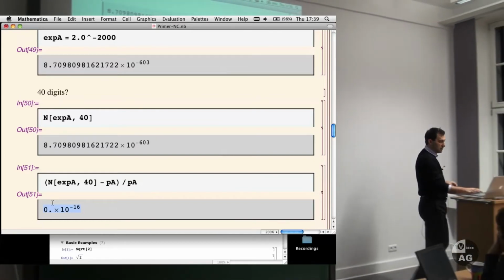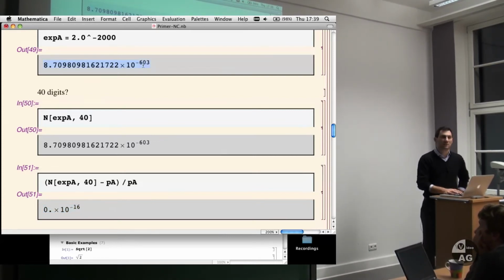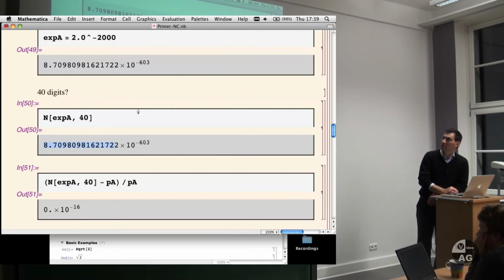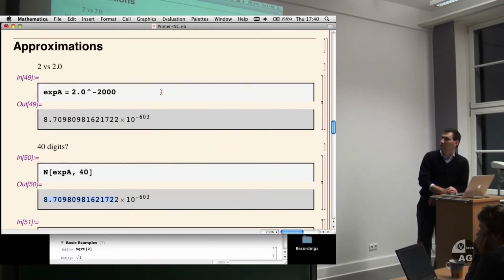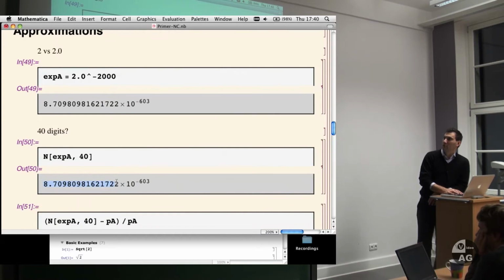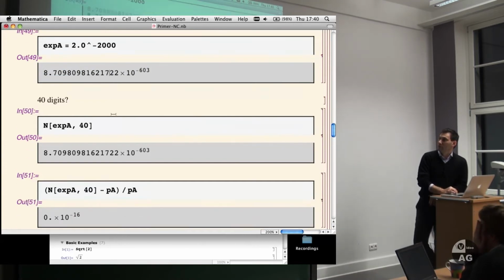Where is the trick? This number here to begin with only has 16 digits, okay? So I asked to extract 40, but we only got 16. If you looked carefully up here, when I asked for 35, I was actually getting 35. Here I asked for 40, but I didn't get 40. Why not? Because I'm asking for more than this number has. Because this number is not exact. It's approximated to begin with. It's a floating point number.